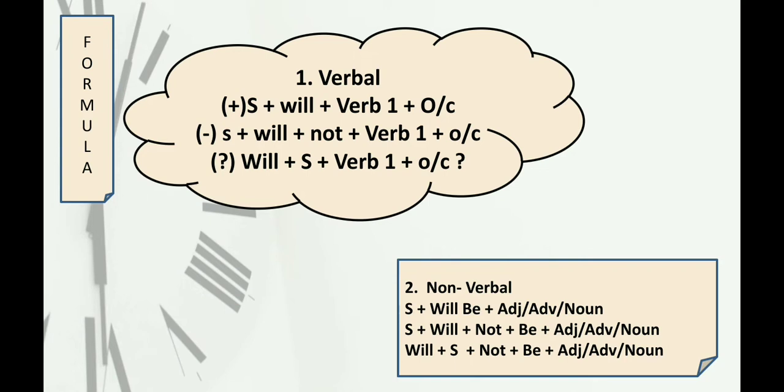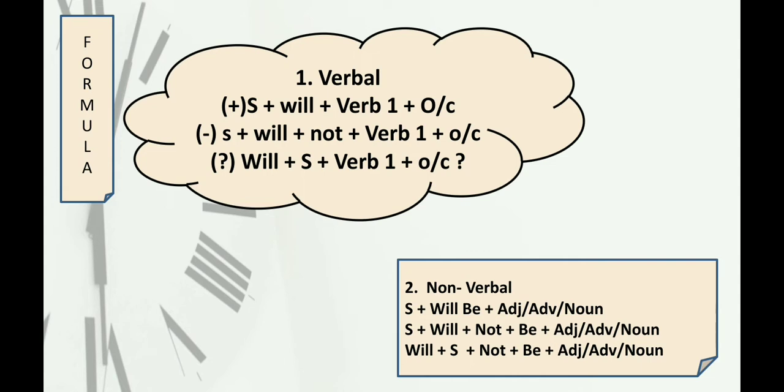Let me see the formula here. Subject plus will plus be plus adjective, adverb or noun. And then for the negative one, subject plus will plus not plus be plus adjective, adverb or noun. And then for the interrogative one, will plus subject plus not plus be plus adjective, adverb or noun.